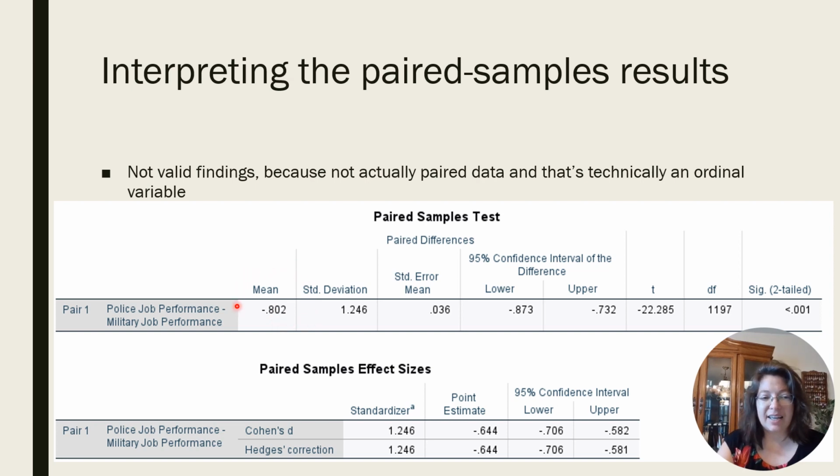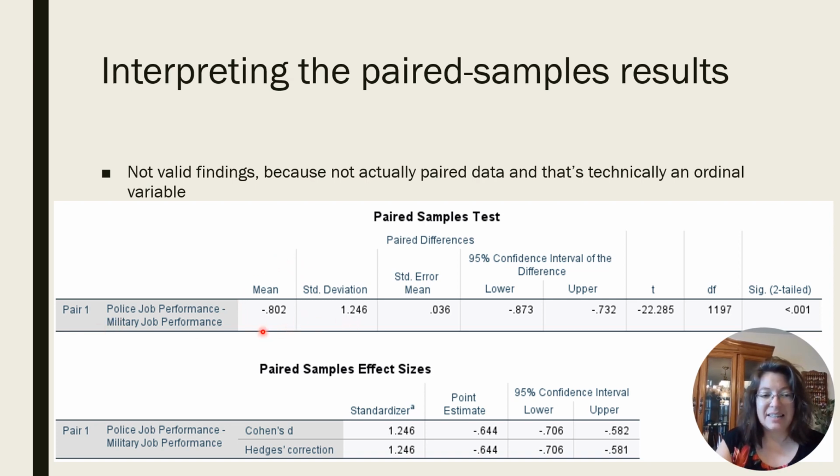And again, you've got the mean difference. You can see here that this table is called paired differences. So this mean here, that's the mean difference. And it's taking that time 1 minus time 2.